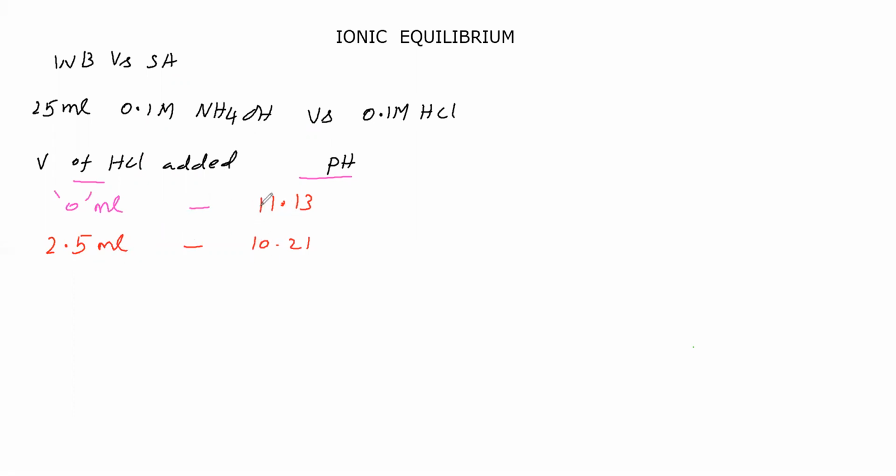What happened to the pH? It means pH decreased. Why did pH decrease? Because we are adding acid. If you add acid, pH decreases. If you add base, pH increases. That's all. Because we have added HCl, an acid, the pH is decreasing.